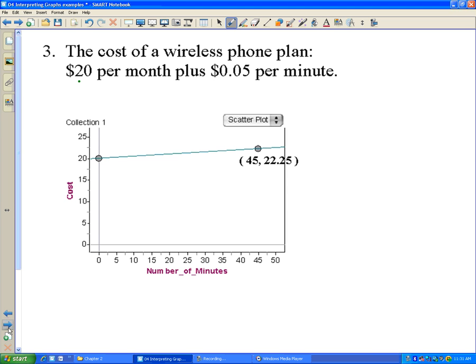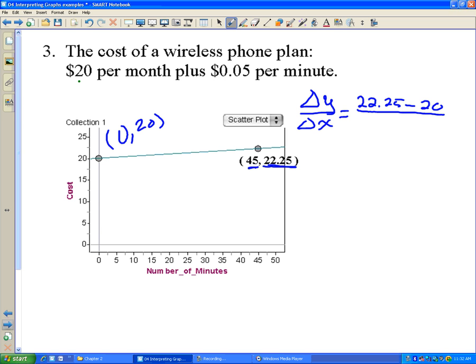Again, I need to find what's y equals mx plus b. I know that 45 minutes is going to cost me $22.25. I know that my y-intercept is for 0 minutes, it's going to cost me $20. Those are my 2 points. So I need to find my slope, change in y over change in x. So I say $22.25 minus $20 divided by 45 minutes minus 0 minutes.